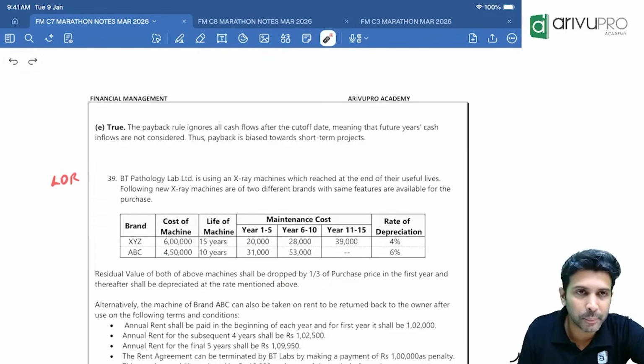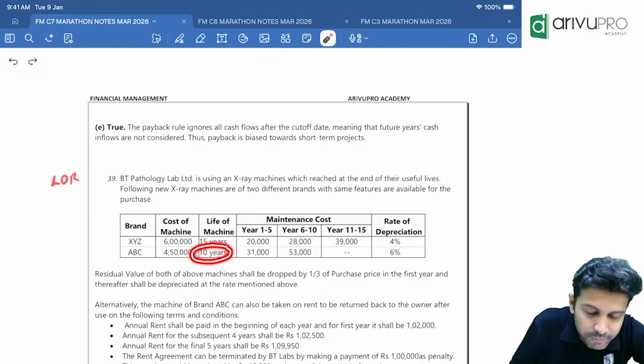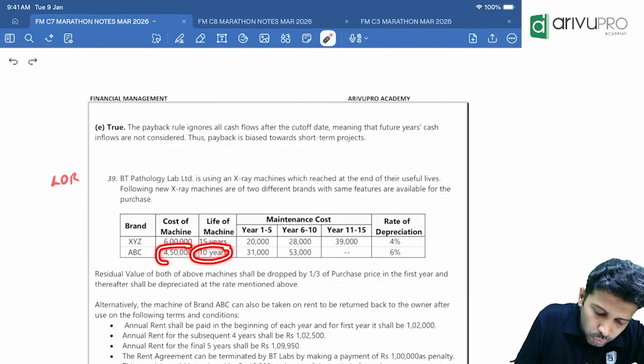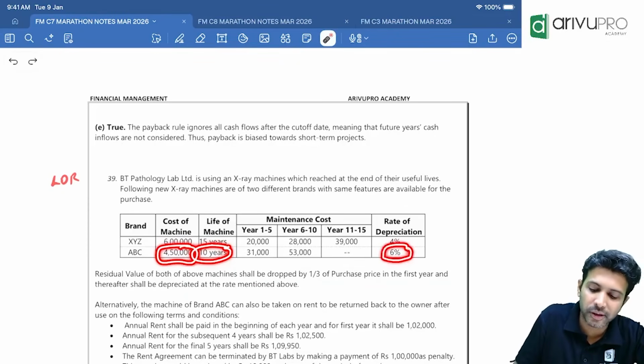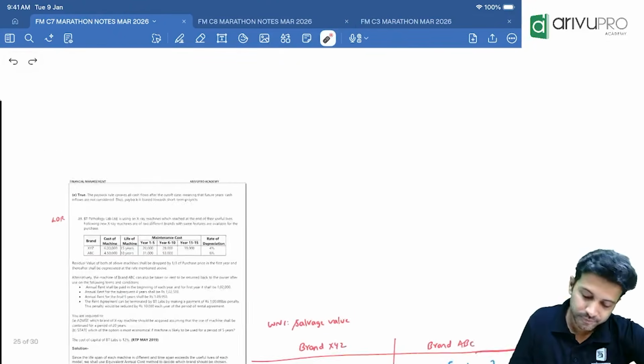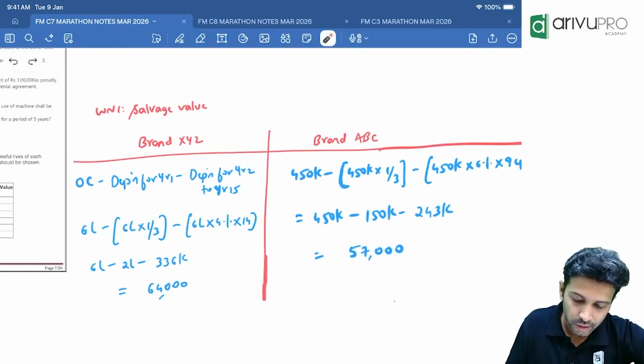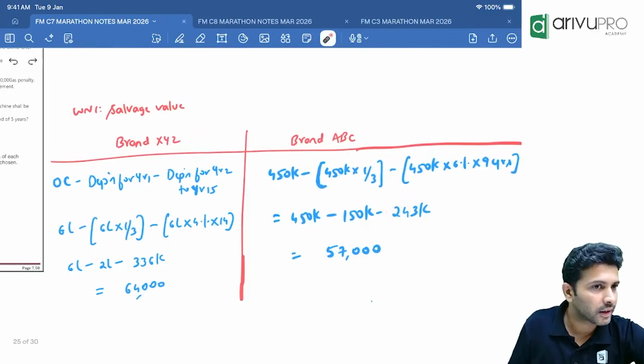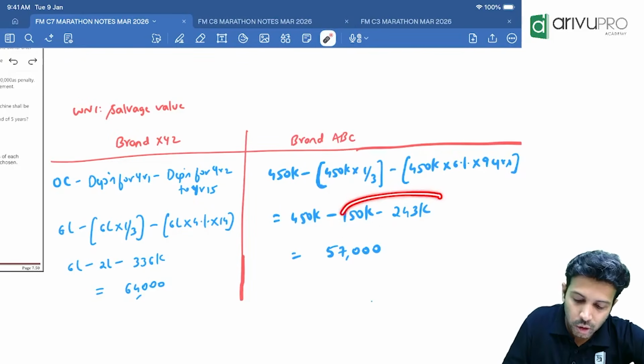Thereafterwards, you will calculate depreciation for 14 years or 9 years. This asset ka life is only 10 years. First year depreciation you have already got. Remaining is how many years? 9 years. How will you calculate? 4,50,000 ka 6% into 9 years. 1 lakh? No, here I am getting 243. 243, correct? This is your total depreciation.